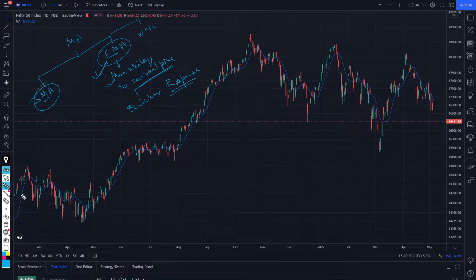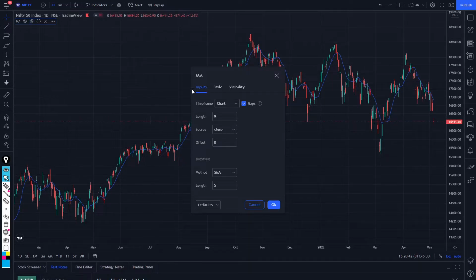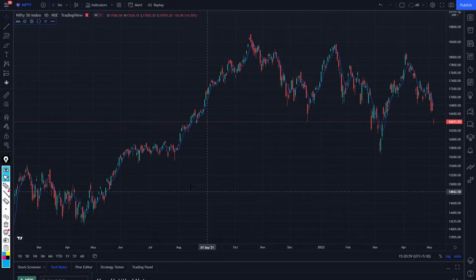Now we'll check how to plot it. As we know we are going to put more importance on the EMA, so we will use it. I will tell you how to plot both. This is the moving average. For time frame, put it on chart, because whatever time frame you choose, it will calculate directly. For length, we can choose 5 period. Source will always be close, and the method is SMA. Leave the length, so it's a 5 period.